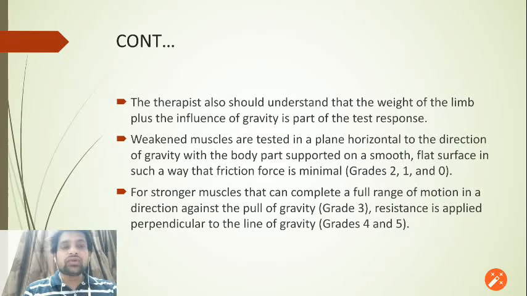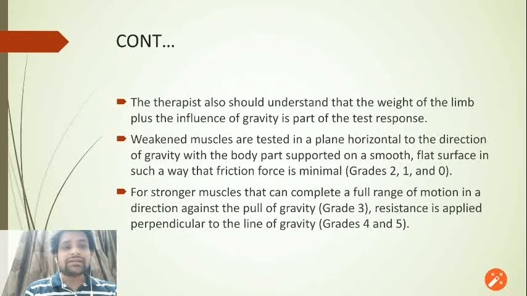The therapist also should understand that the weight of the limb plus the influence of gravity is a part of the test response. So, therapists also consider the weight of a patient, that means how healthy the person is. By that, therapists can calculate the weight of the limb. As we can discuss, the lower limb is heavier than the upper limb, and it can influence the MMT. So the therapist should consider the weight of the limb during the MMT.